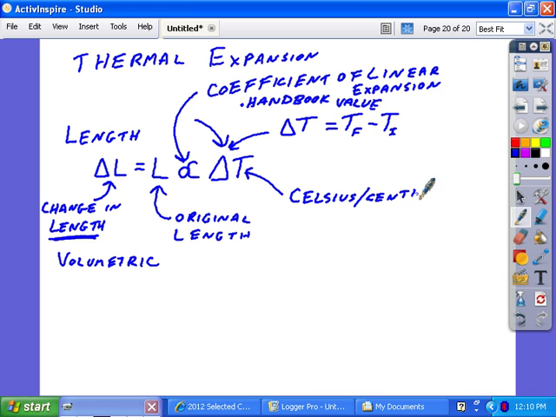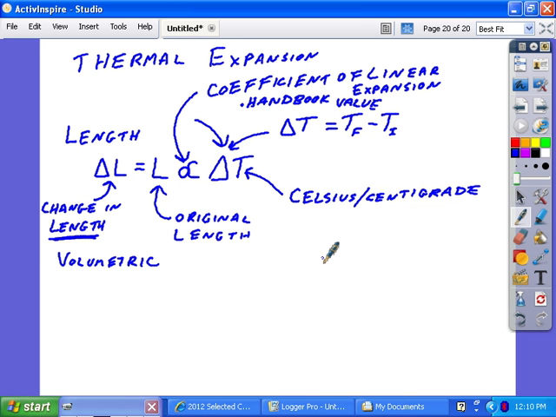The good news is 1 Celsius is equal to 1 Kelvin, 1 centigrade is equal to 1 Kelvin. So literally, if you know how big the jump has been from one point to another, then it doesn't really matter what units you're in here. Celsius, centigrade, Kelvin, it really doesn't matter, but I do want you to try to get into the habit of using Kelvin everywhere possible. Okay?